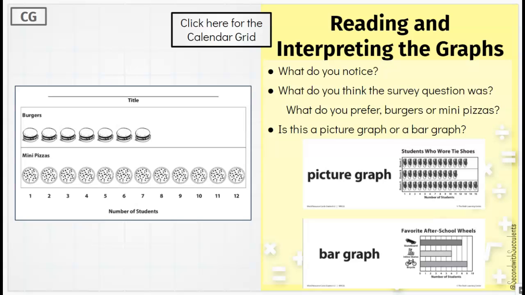I want you to think about this graph. Is this graph a picture graph or a bar graph? And how do you know? Now you may have been thinking that this is a picture graph. If that's what you thought, show a connection. If you knew that because there's pictures to represent the choices, just like in our example over here, that's good thinking.